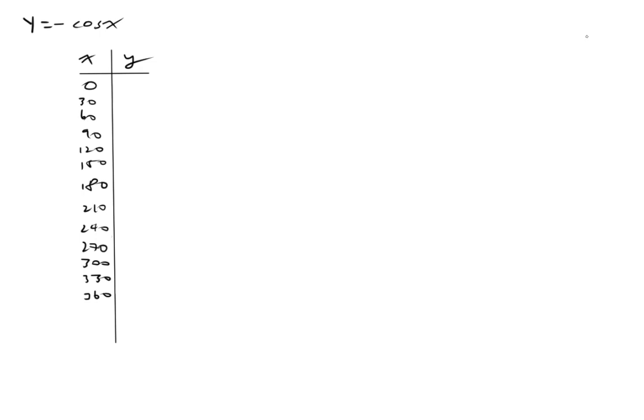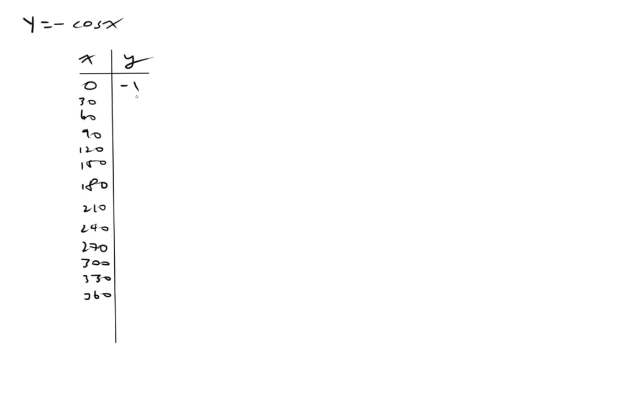So in order to solve this question, we're going to use certain x values to find certain y values, and we're going to graph it to see what this graph is going to look like. So we're going to plug in 0 first, so it's going to give us -1. Then we're going to have negative cos 30.